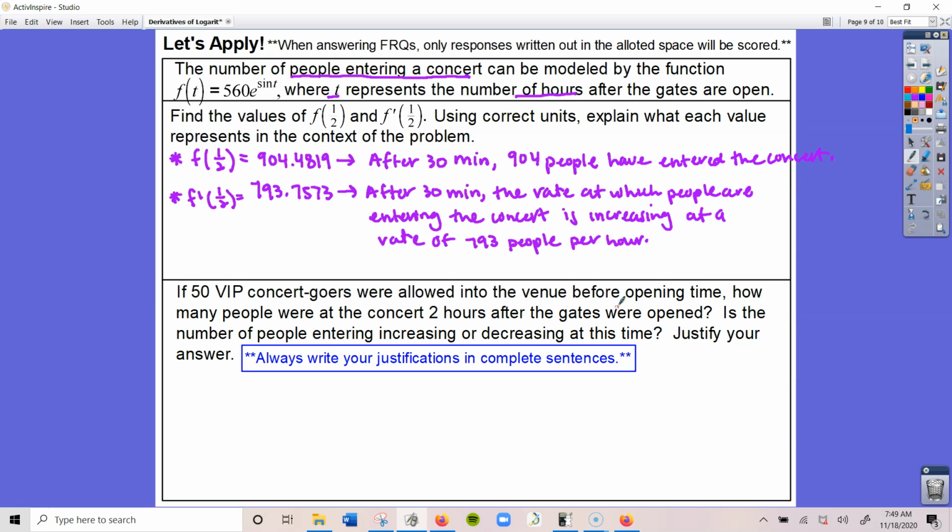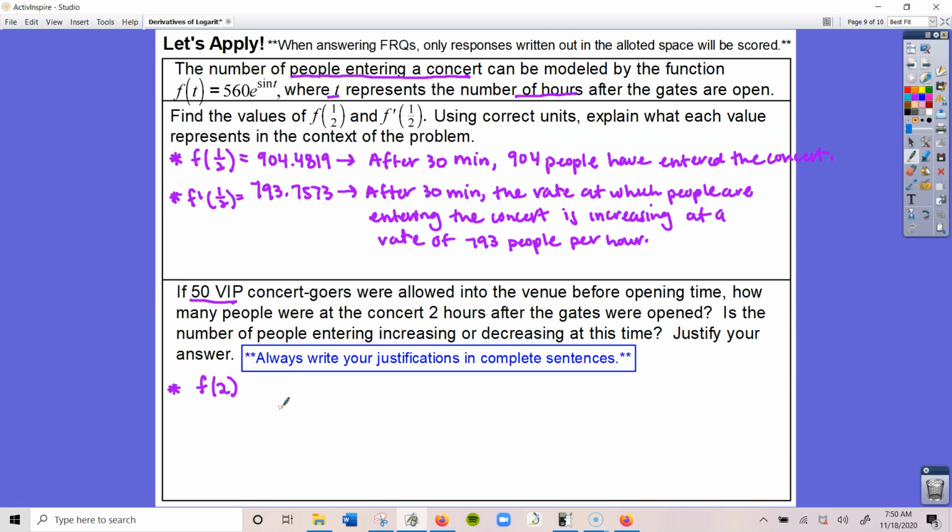For the next part, we have if 50 VIP concert goers were allowed into the venue before opening time, how many people were at the concert 2 hours after the gates were opened? Is the number of people increasing or decreasing at this time? And justify your answers. So, if I want to figure out how many people are in the concert after 2 hours, we're looking for an amount. We're not looking for a rate. So this means that I am trying to find f of 2. And that's going to tell me how many people have entered the concert after 2 hours.